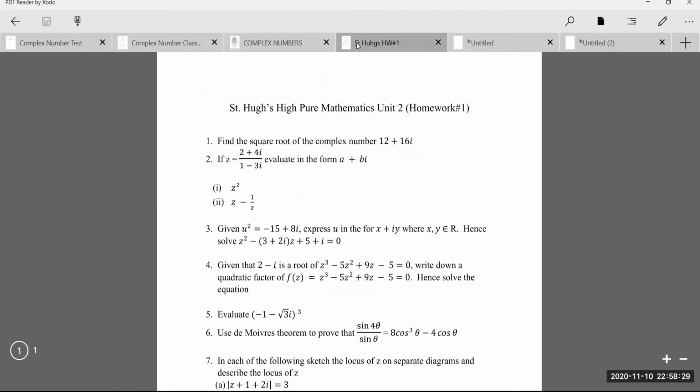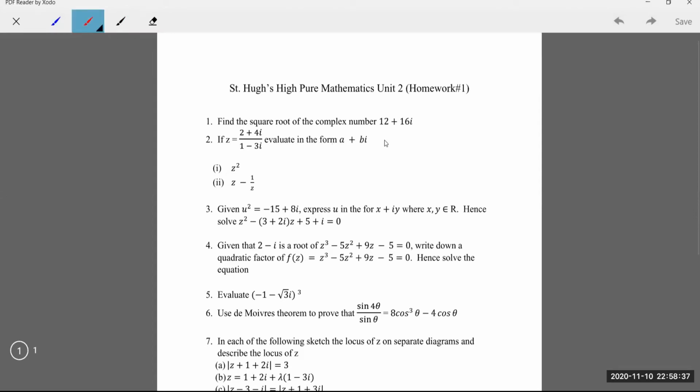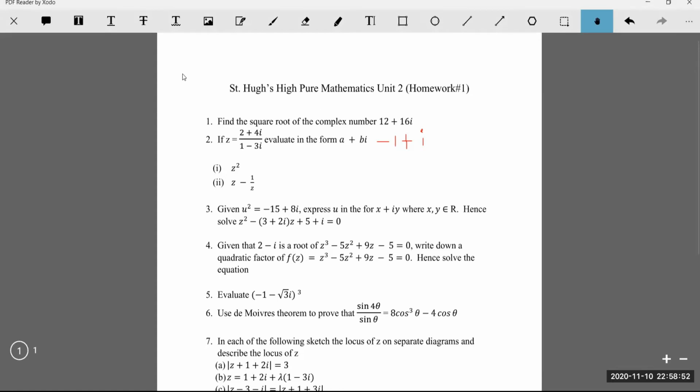All right, now that we put it in this form and found that the result was minus 1 plus i, the question is asking us to evaluate z squared. To evaluate z squared, we're just going to square this right here. So let's go ahead and square that. We want to work out z squared.